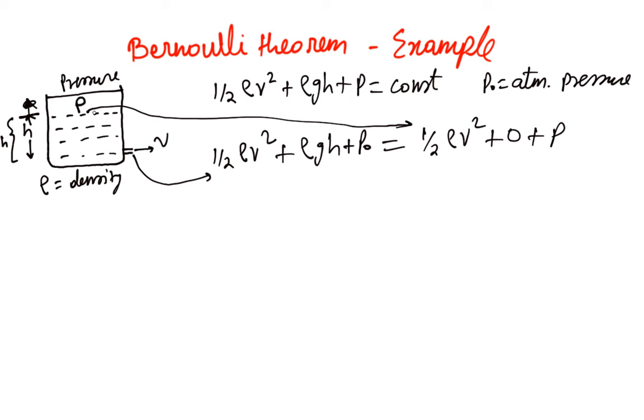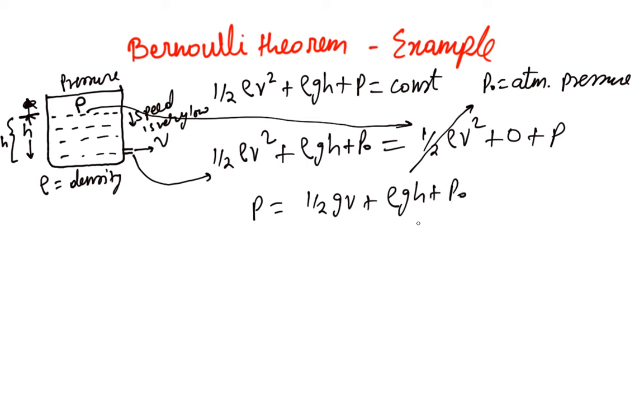Now we can simplify this a little bit. At the top there's a huge area, and this area at the hole is very small. So the velocity with which the whole water is going down should be a very small number. So the speed is very low. If that is true, we can ignore this term in comparison to P, because P is large and this is small compared to that. So we can say P equals half rho v square plus rho gh plus P naught.